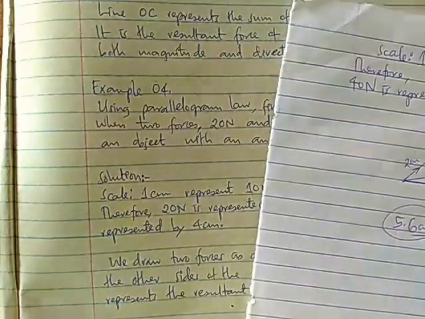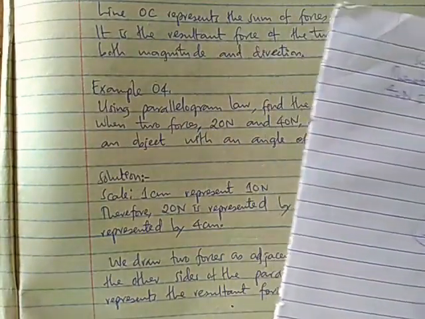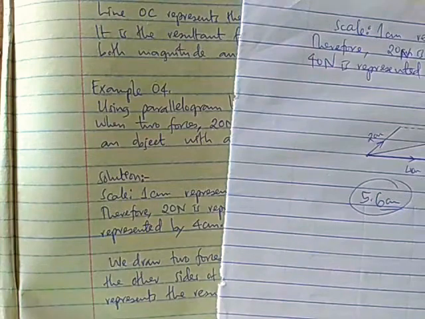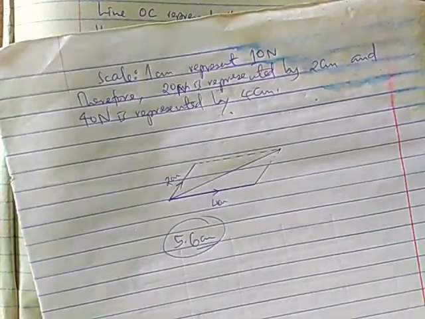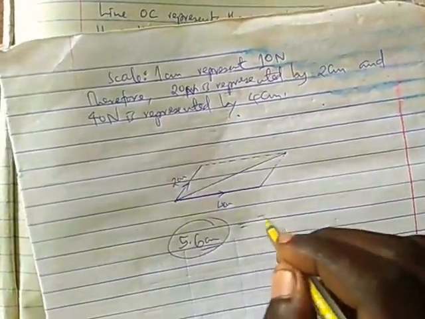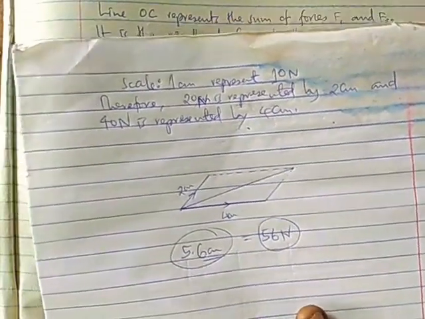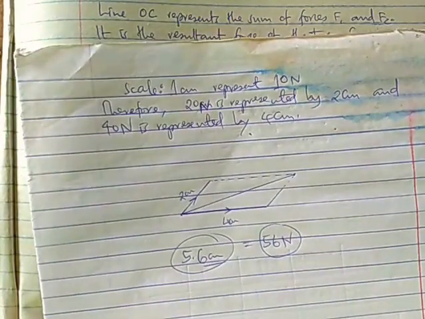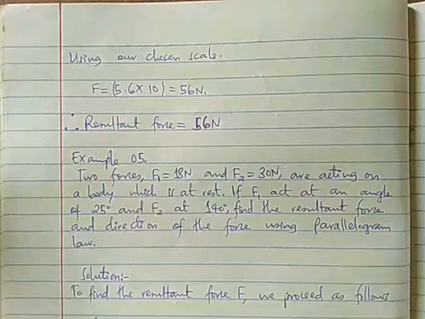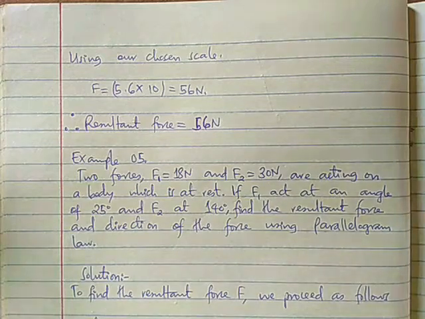Lakini hiyo tutaiconvert kwenda kwenye scale. Maana yake tukitimes na 10 tutapata ni 56 Newton. 56 Newton. Kwa hiyo hilo ndio itakuwa our final answer. Kwa hiyo kwenye hilo swali letu resultant force itakuwa ni 56.